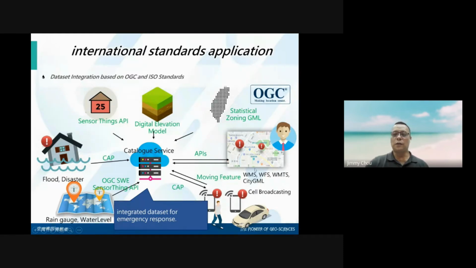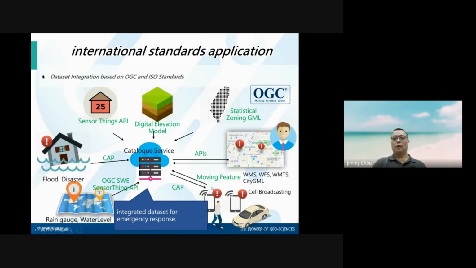Even for indoor, we use the moving features, or a lot of things. We can use the Common Alerting Protocol, which means every data, all the sensor-recorded information, we can exchange, we can analyze, we can understand each other in real time. So it's an integrated data set for emergency response. This is a very basic thing.